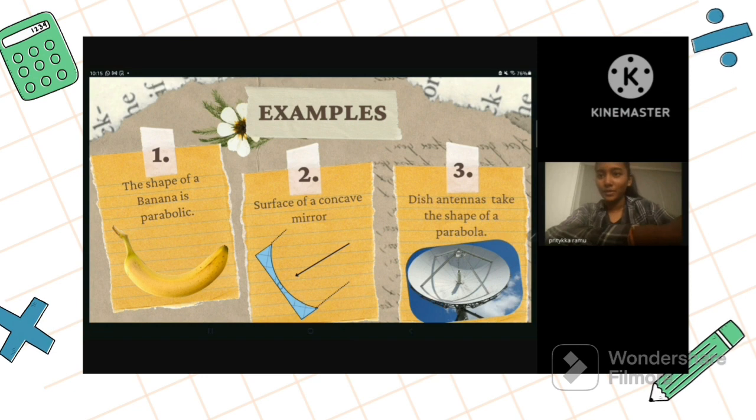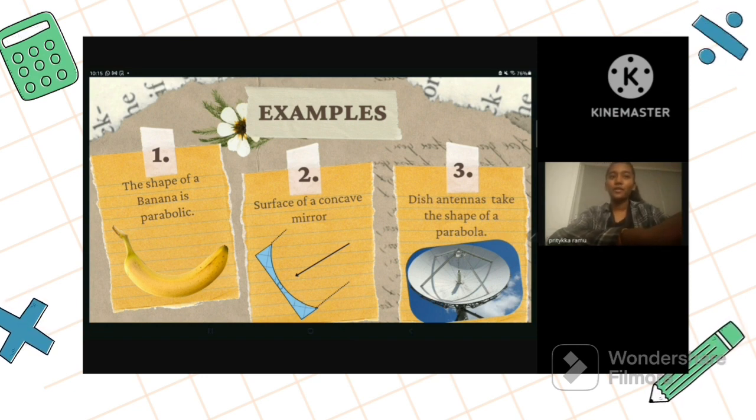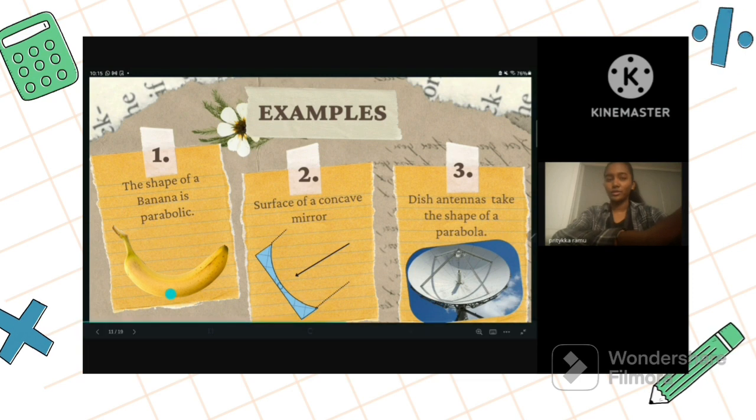Here are some examples of it. The shape of a banana is parabolic. The surface of a concave mirror is also parabolic. Dish antennas take the shape of a parabola too.